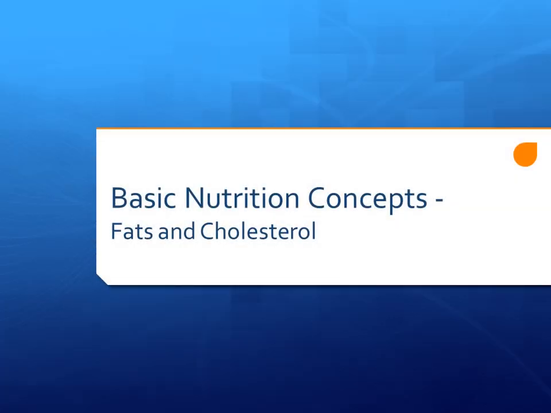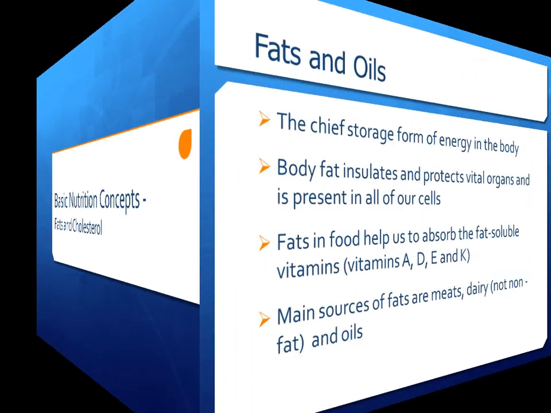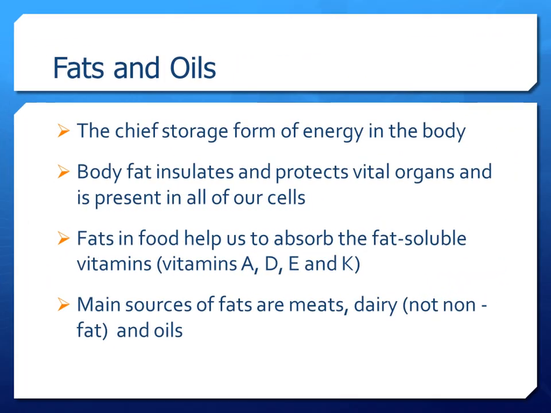Now we'll move on to the role of fats in our review of basic nutrition concepts. Fat is the chief storage form of energy in the body and is present in literally all of our cells. It serves a number of purposes. Two main purposes are to insulate and protect our vital organs.